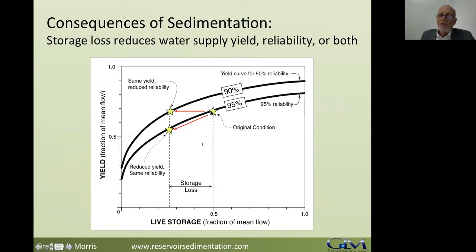For instance, if you have a 95% reliability and you lose storage, your yield over here is going to drop. On the other hand, if you maintain the same yield, you're going to go from the 95% to the 90% curve, so your reliability drops, or you're going to lose some combination of the two.